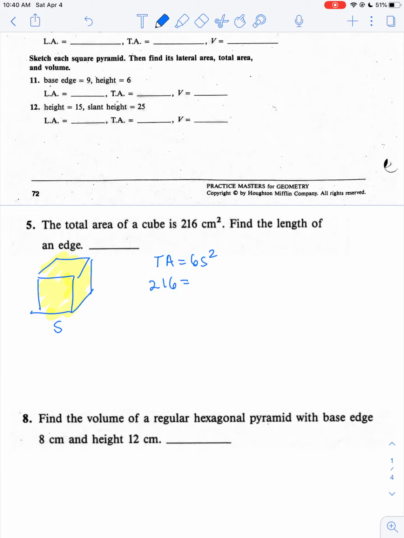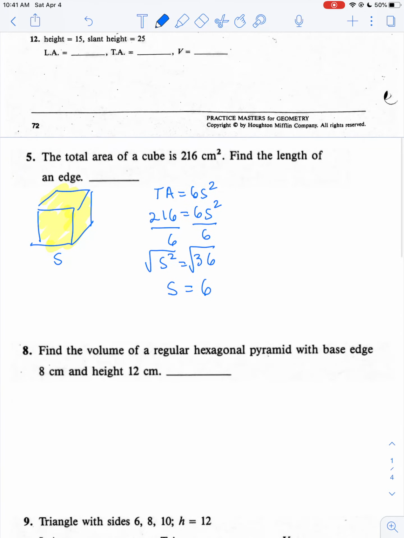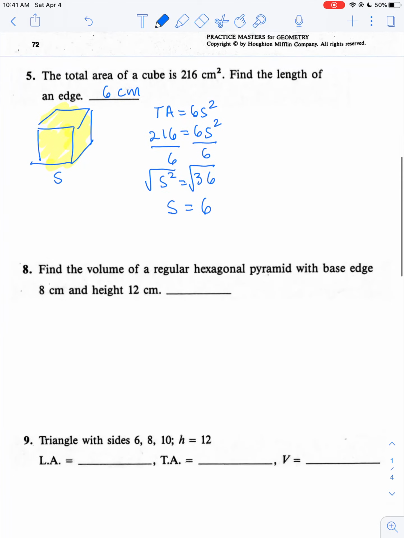So if you're given total area is 216 and you're trying to find the length of an edge, you're solving for something quadratic with a single variable squared. So isolate, we get s squared equals 36. Undoing squaring is taking the square root. The side length can only be positive, so we ignore the plus or the negative of the plus minus. So 6 centimeters is the length of a side.